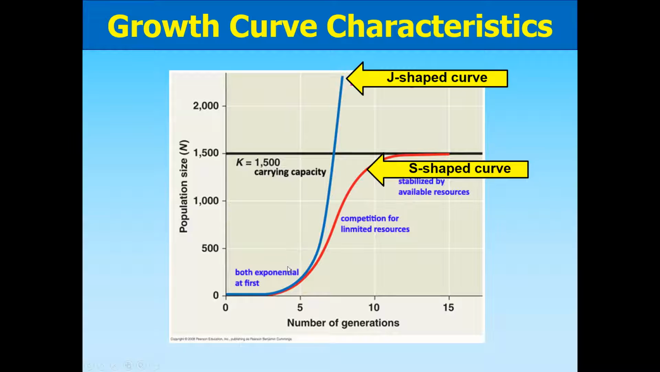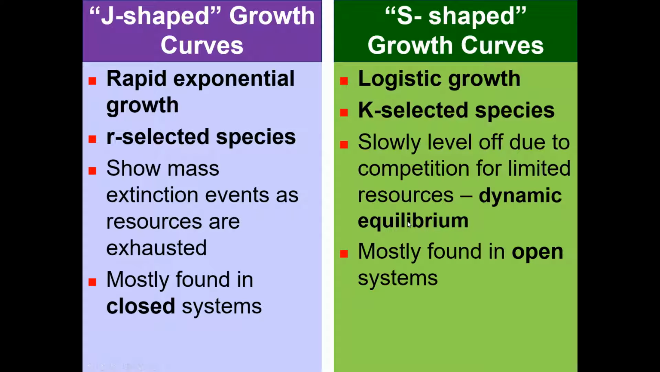Comparing the J-shaped curve to an S-shaped curve, the J-shaped curve increases exponentially, and it may just keep going up, or it may suddenly decline. The S-shaped growth curve levels off and reaches a carrying capacity. J-shaped growth curves have rapid exponential growth, typical of r-selected species. They show mass extinction events as resources are exhausted, and are mostly found in closed systems.